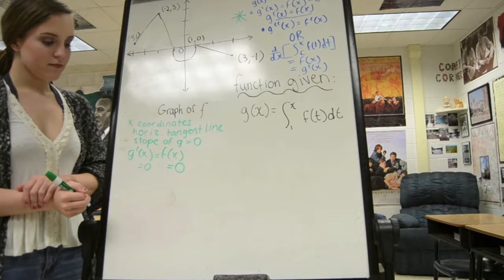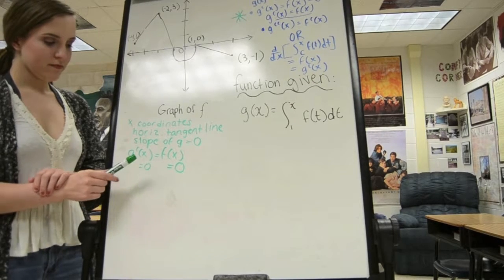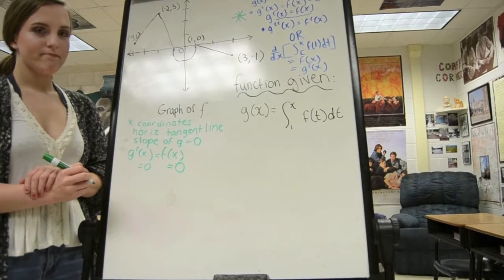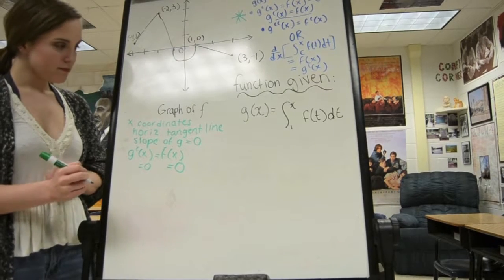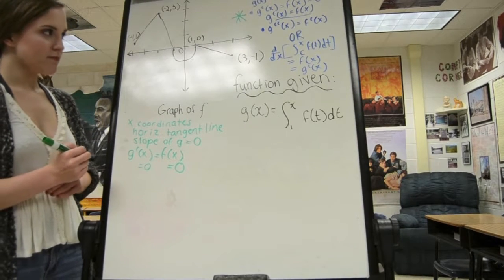F of x equals 0 on the graph when a 0 occurs. Take a look at the graph and mark where you think this occurs. Pause the video at this time to do your work.